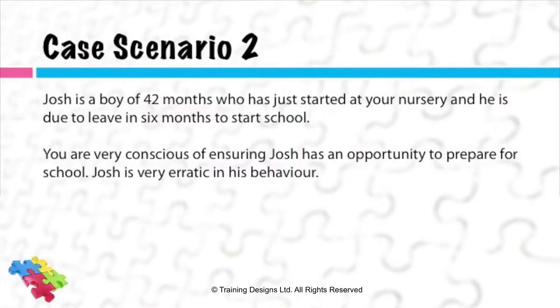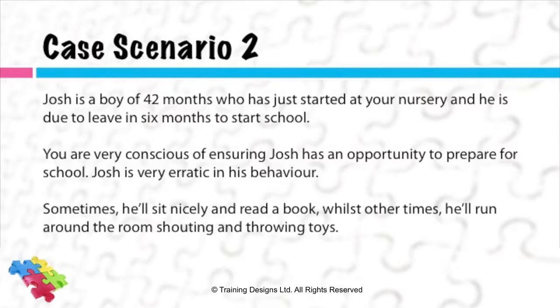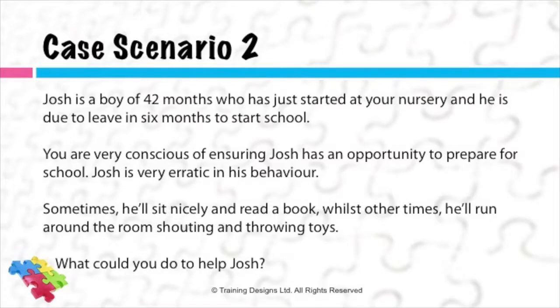Josh is a boy of 42 months who has just started at your nursery and he's due to leave in 6 months to start school. You're very conscious of ensuring Josh has an opportunity to prepare for school. Josh is very erratic in his behaviour, and sometimes he'll sit nicely and read a book, whilst other times he'll run around the room shouting and throwing toys. So, what could you do to help Josh? Take another few moments to answer this.